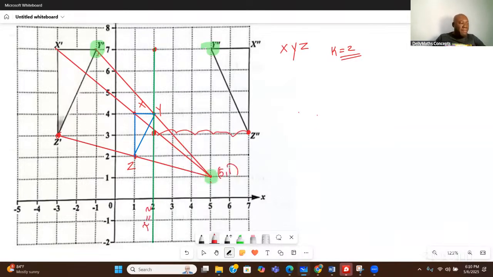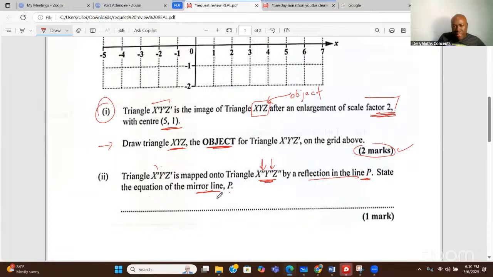Now you're going to give them that answer based on what they asked for. They said the equation. So let us look. They said the equation of the mirror line. So that equation is x equal to. When we say equation, we definitely need to see the equal sign between two ideas. Okay, so x is equal to 2 right there. x is equal to 2.